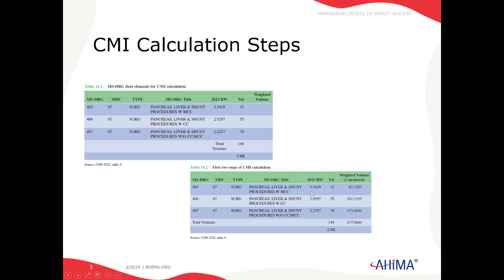This is simply multiplying 5.5419 times 15, and you're going to get that. 2.9297 times 55, and you get this. 2.2257 times 78, and you get this. Now, this is our total volumes. This is where we've added all of these numbers, 148, and our total weighted is right here. All we did was add these together.